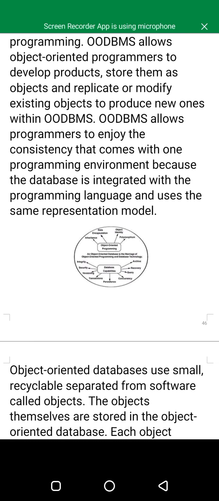An object database management system allows object-oriented programmers to develop products, store them as objects, and replicate or modify existing objects to produce new ones within object-oriented database management systems. It allows programmers to enjoy the consistency that comes with one programming environment, because the database is integrated with the programming language and uses the same presentation module.